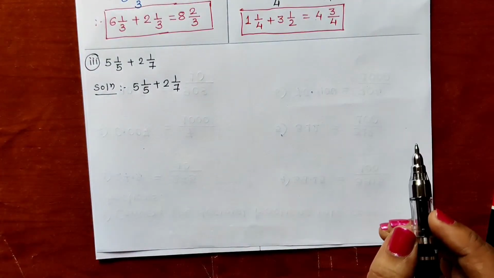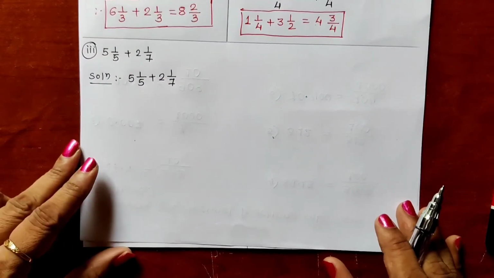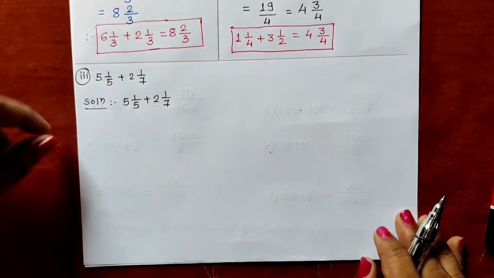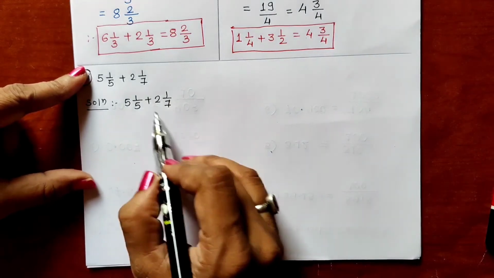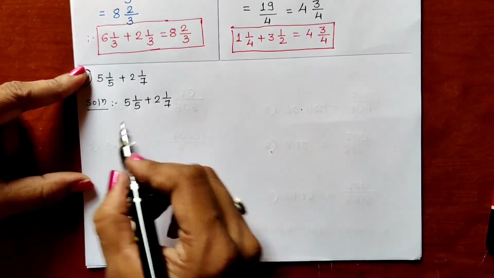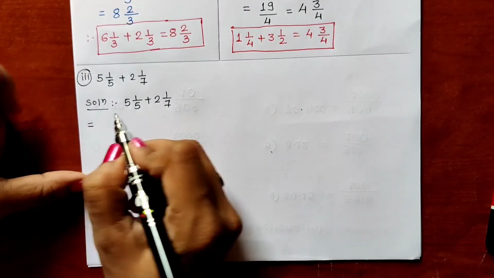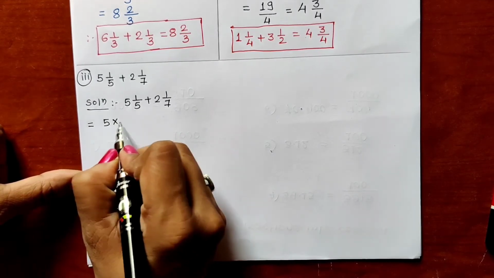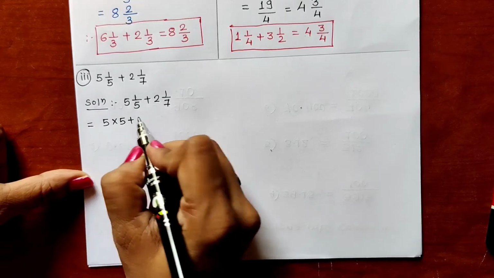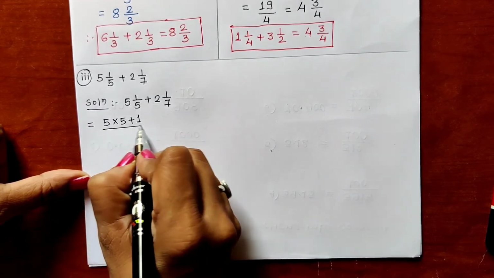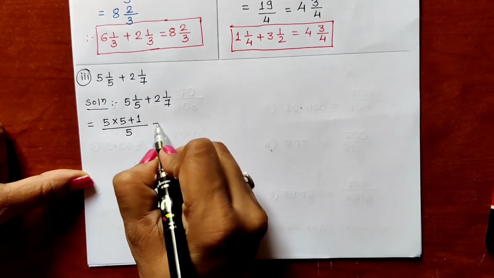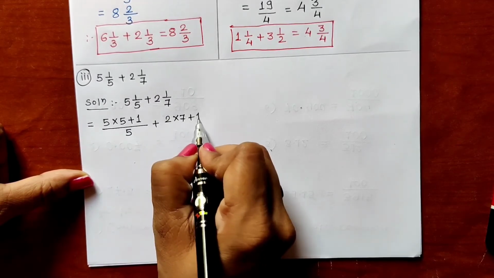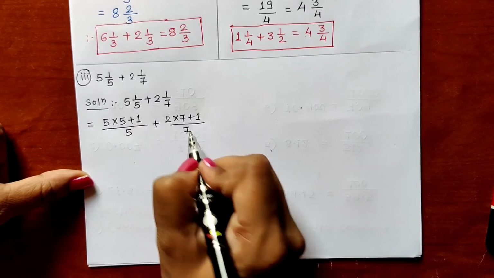Let us solve. I have written the question as it is, and in the beginning of the solution we have to write the question once again. Now this is an improper fraction, this is a mixed fraction. We have to convert it into an improper fraction. So how to convert? Integer multiplied by denominator, that means 5 multiplied by 5 plus numerator 1 upon denominator as it is, plus 2 into 7 plus 1 upon 7 as it is.